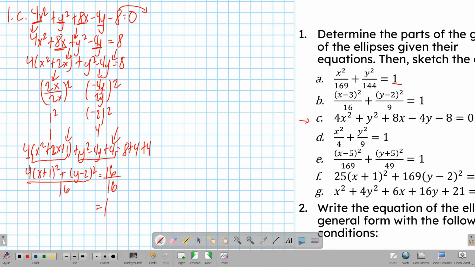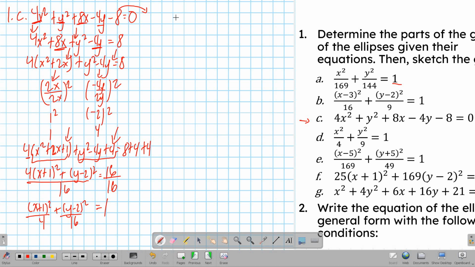This becomes 1. 4 divided by 16, that's 1/4, so we're going to have (x plus 1) squared over 4. Plus, this becomes 1 over 16, so that's (y minus 2) squared over 16 equals 1. And now that we have the standard form, we can now check the parts.